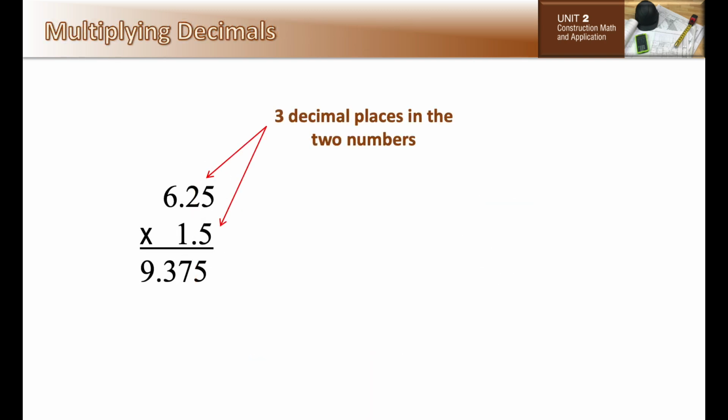Decimals are multiplied in the same manner as whole numbers. The decimal points are disregarded until the multiplication is complete. To find the position of the decimal point in the final answer, count the total number of decimal places to the right of the decimal point in the numbers being multiplied. Then set off this number of decimal places in the answer, starting at the right.